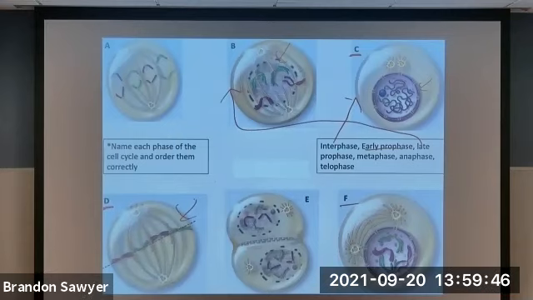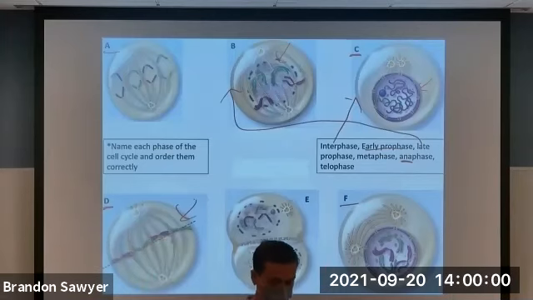Okay, spindles are attached to them, ready to pull back. Okay, next one would be which one? A. So we got A, and that one is our anaphase, right? Okay, so now the spindles are starting to shorten, pulling those chromosomes back.